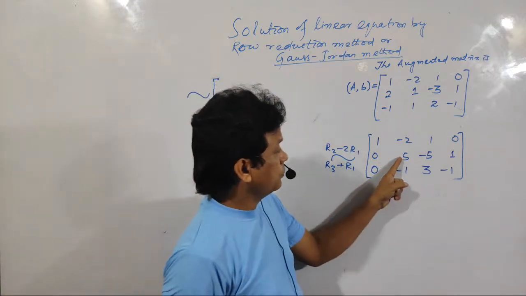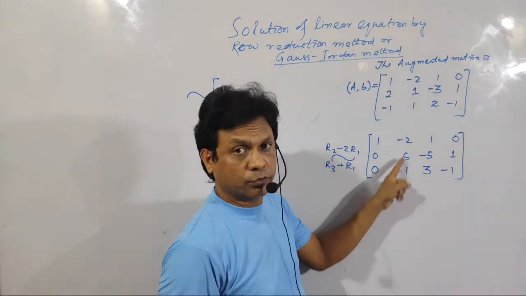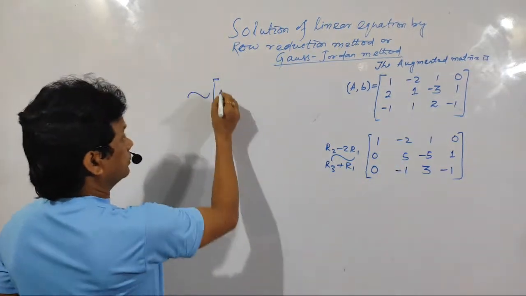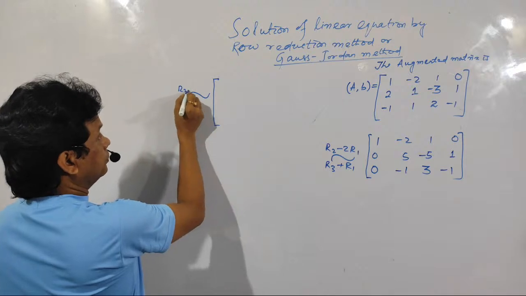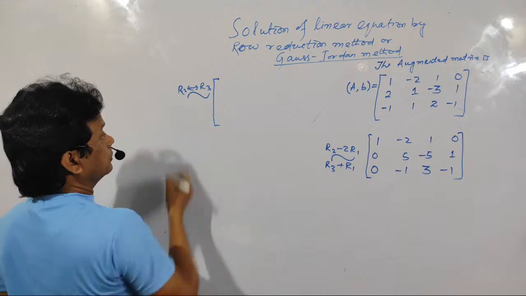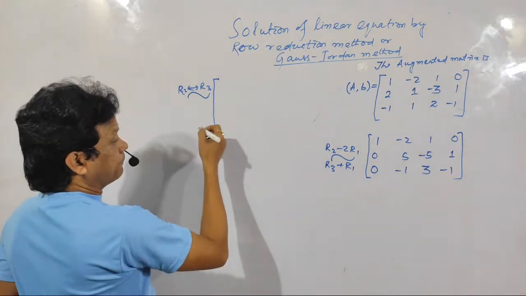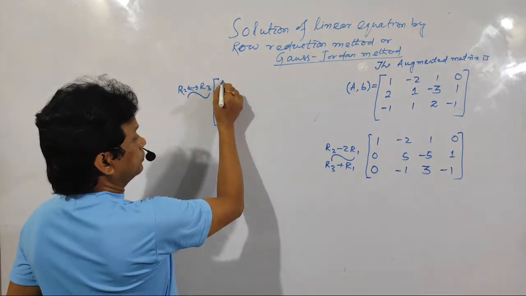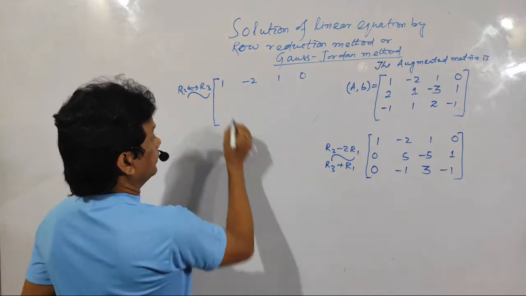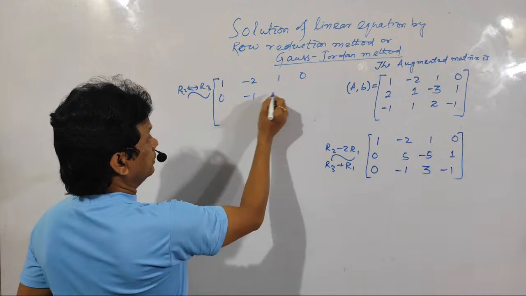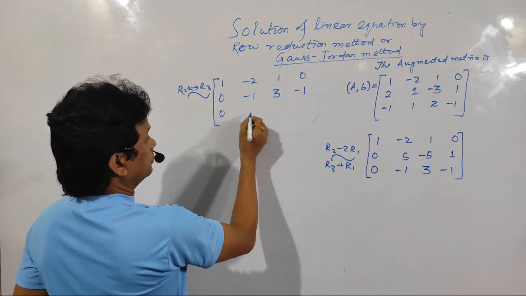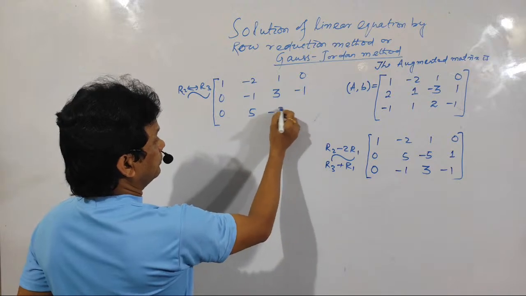So you have to make this one 1. So simply interchange these two rows. It will be better. So R2 and R3 I have interchanged. Clear? So then it will become 1, minus 2, 1, 0. It will be 0, minus 1, 3, minus 1. And this is 0, 5, minus 5, this is 1.